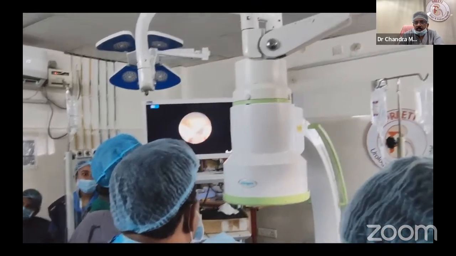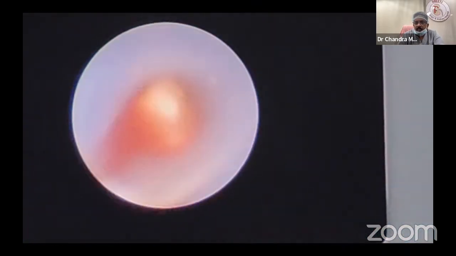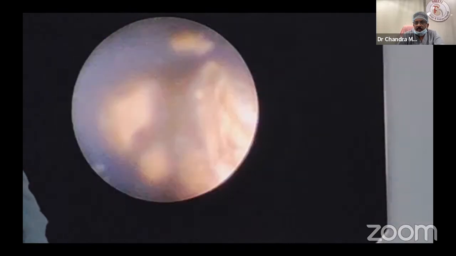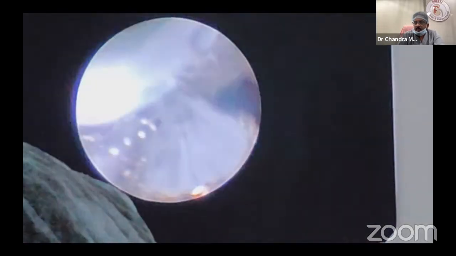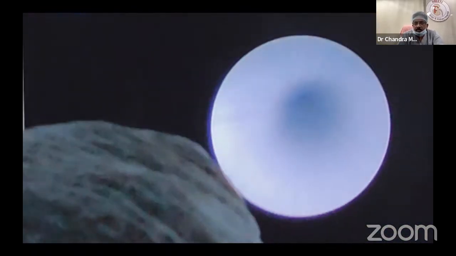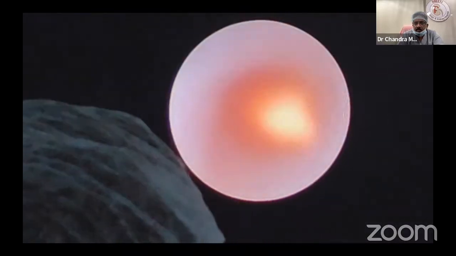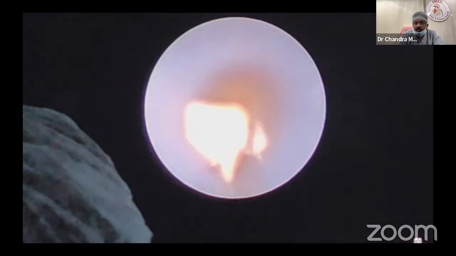So judgment is by whom? If the large part of the stone is still there, it won't come out. So let this come out. Gently flushing from below, absolutely no bleeding. Whatever time it takes, there is no need to worry about it. See, this is a large piece. I am breaking it with my forceps.